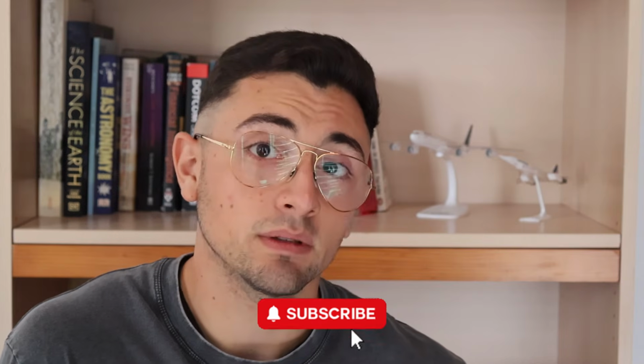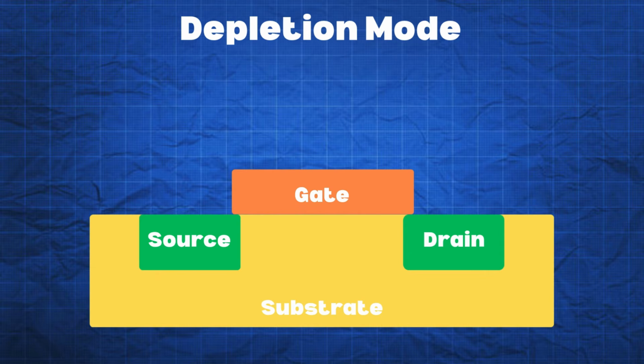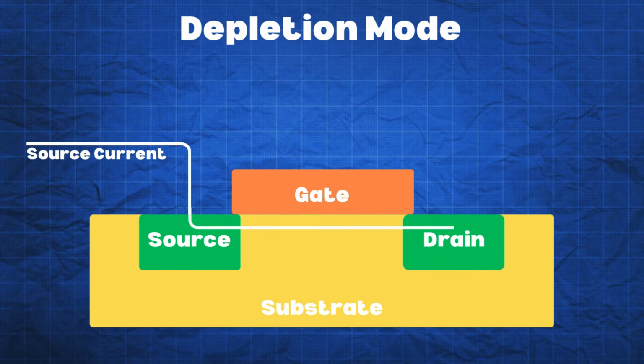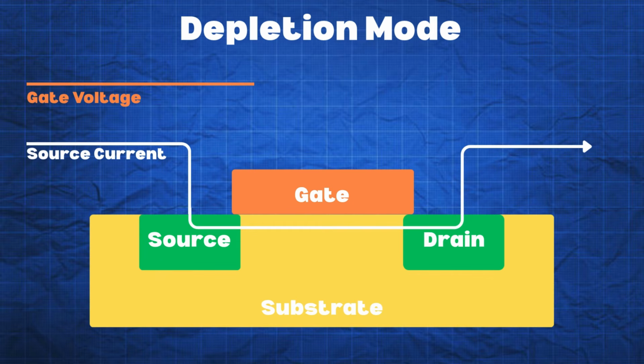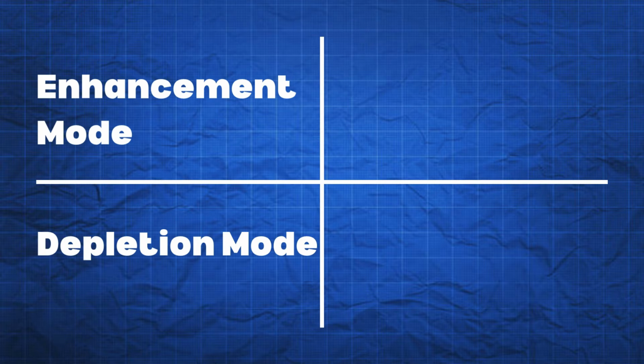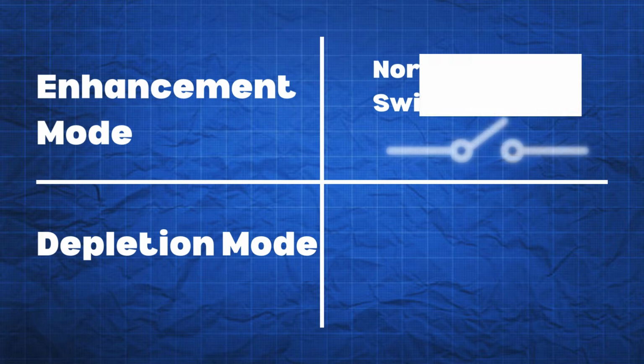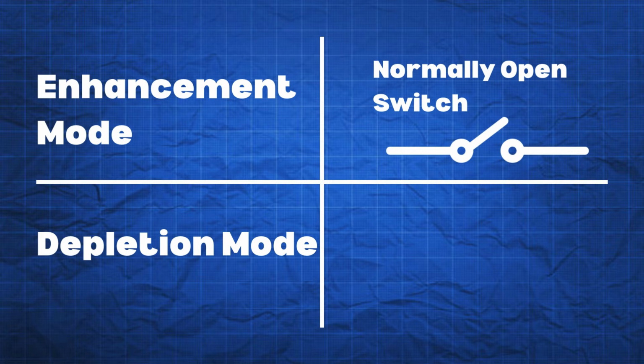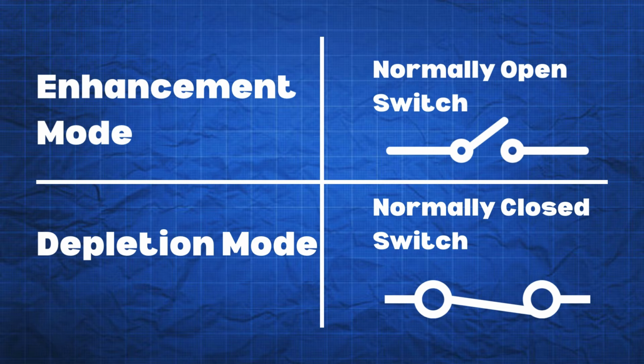In depletion mode, the MOSFET has a conductive channel in the off position. So when there is no voltage applied at the gate, the channel is already conductive and the current is flowing between the source and the drain. To restrict or stop the flow of current, a gate voltage is applied, which depletes the channel. An easy way to remember the difference is to associate the enhancement mode with a normally open switch and the depletion mode with a normally closed switch.